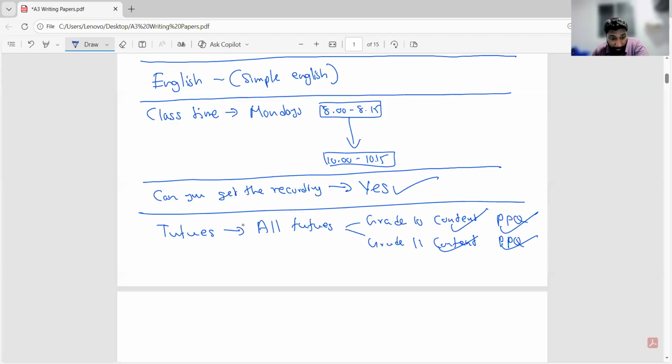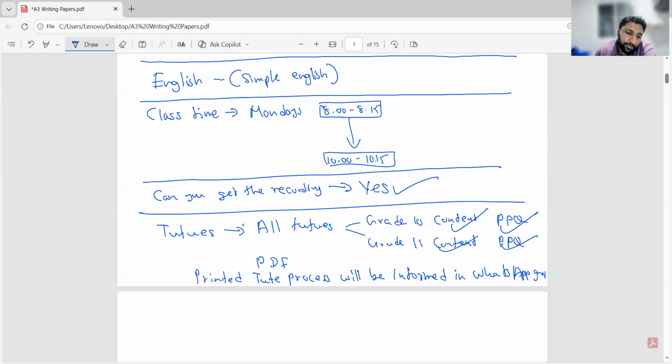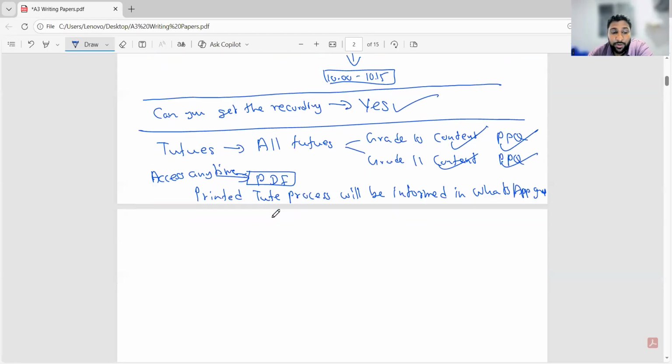Everything you will be getting as a PDF. If you want, you can take a print. If you need a printed copy delivered, there is a different process. My coordinator will inform you in the WhatsApp group. The printed tute process will be informed in the WhatsApp group. The PDF you can access anytime. Okay. So this is about the tutes.